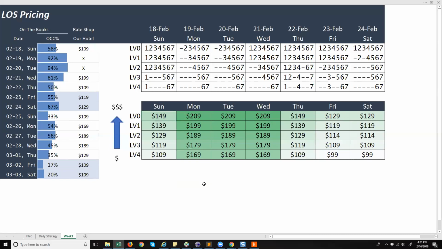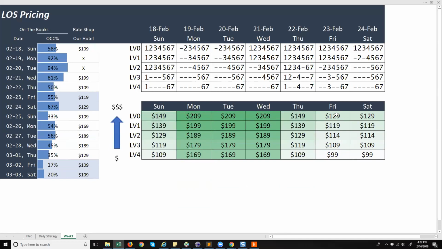This hotel has a little bit of differentiation between the days of week. Sundays, their high point is 149, low point of 109, and they have some price points in between. In the midweek, Monday, Tuesday, Wednesday, those are their highest demand days of week, so their LV0 highest pricing is at 209. On the low end, they can drop as low as 169, and you have multiple price points in between there. The Sundays and Thursdays are similar enough to where they have the exact same pricing structure.